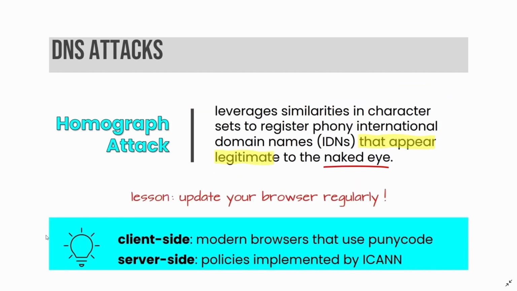Another type of DNS attack is a homograph attack. A homograph attack leverages similarities in character sets to register phony international domain names, also called IDNs, that appear legitimate to the naked eye. A way to mitigate this risk is to update your browser regularly. Also, on the client side, modern browsers that use Punycode can stop it. On the server side, use policies implemented by ICANN.